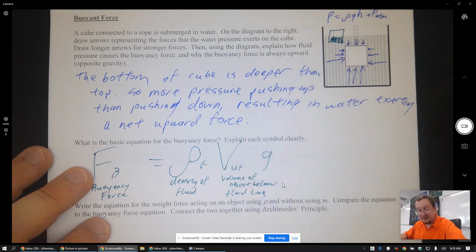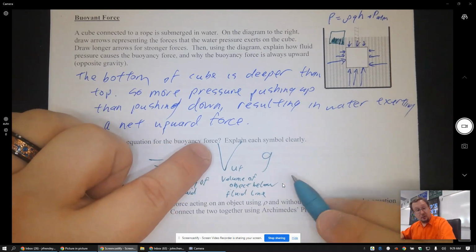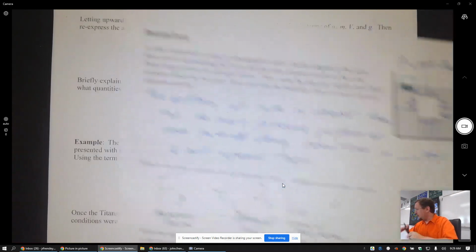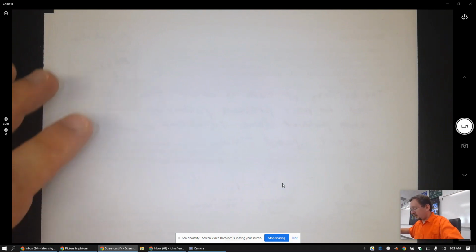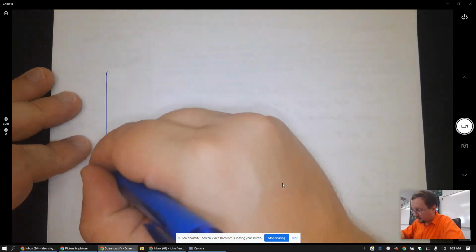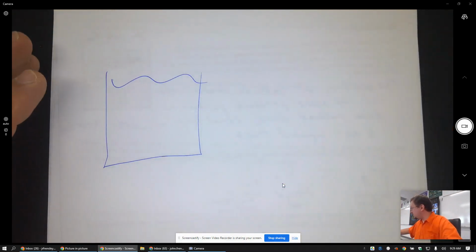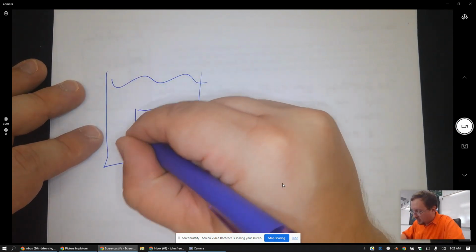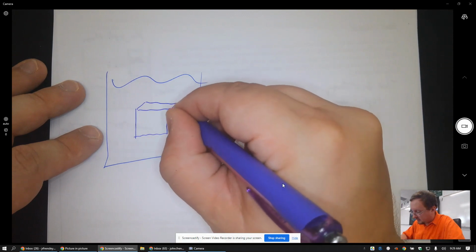And then times gravity. Now, I want to show you where this equation comes from. So if you'll allow a brief aside here, let me show you where this equation comes from. First, I want you to imagine this purple object, and let's just make it a cube, although this works just as well for anything else.